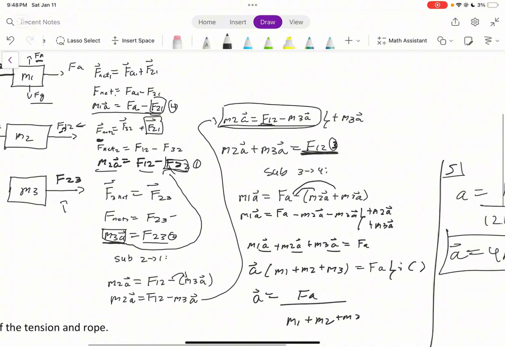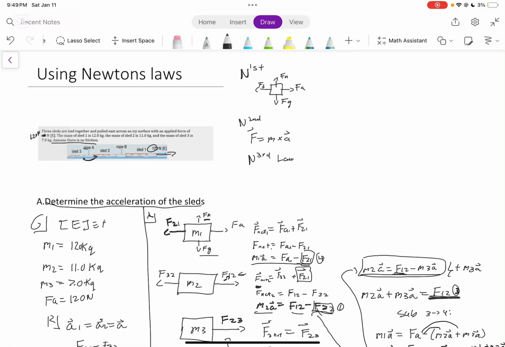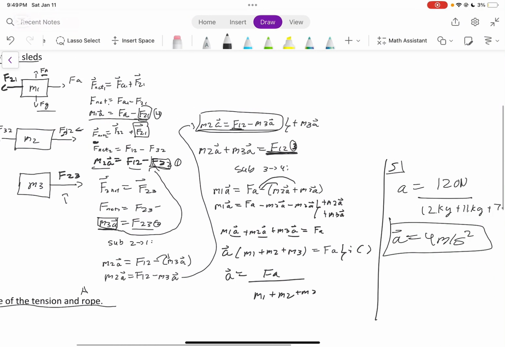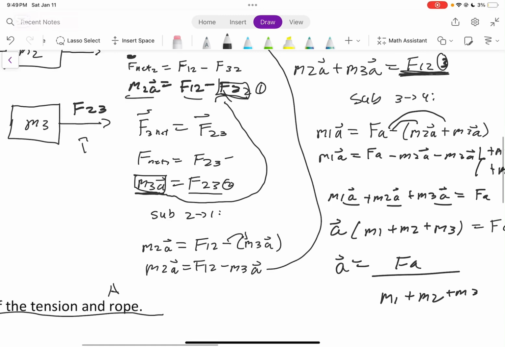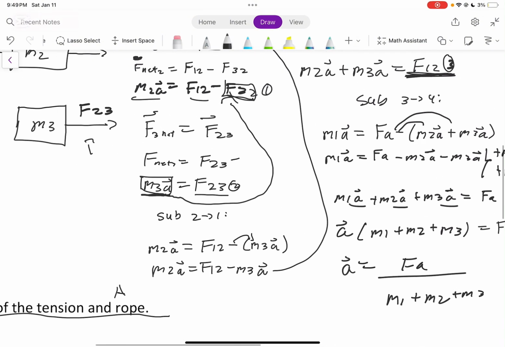Now that you have this, if you're ever, like in part B here, it says calculate the magnitude of the tension of the rope. It doesn't really specify which rope, but let's say if we said rope A. If you want to find the tension on this rope right here, that's pretty easy now, because the tension, again, remember, we have it here. This rope right here is going to be the force of 3 on 2, which is equal to the force of 2 on 3. And now because we have the acceleration, we can just go back here to our old formula. This one right here.